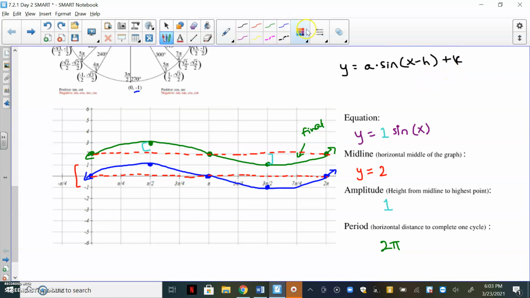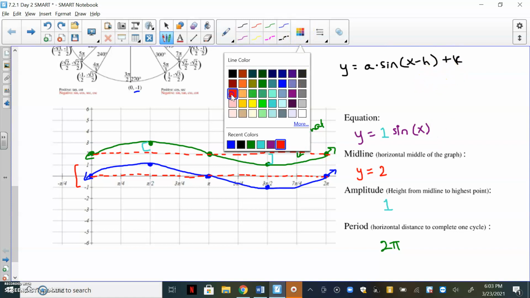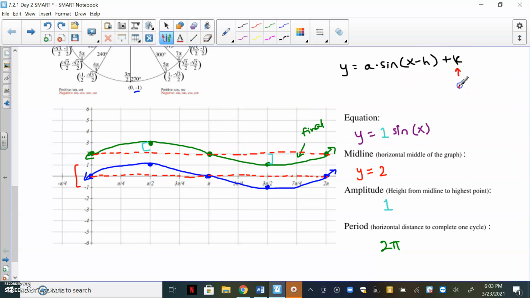The k is the midline. So whatever the midline is, ours is +2, so we'll put a +2 here. Like I said, that amplitude is optional if it's a 1, but a lot of times we'll have a different number there and it would have to be there. The period is not represented here because it's just the default one. Okay, and we are done writing the equation.